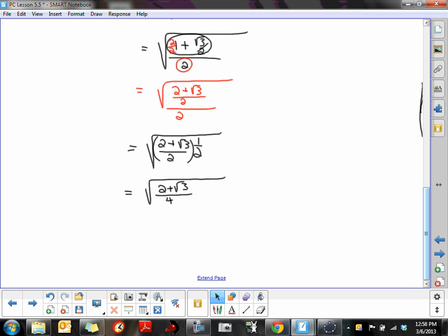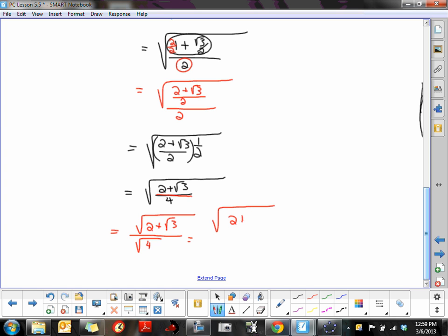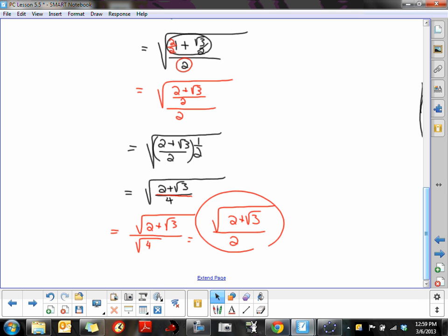Then we can break up the radical. Remember, we had a rule that said the square root of a product is the product of the square roots, and this one, the square root of a quotient is the quotient of the square roots. So the square root of 2 plus the square root of 3 all over the square root of 4, which is equal to the square root of 2 plus the square root of 3 all over 2. And that's our solution.